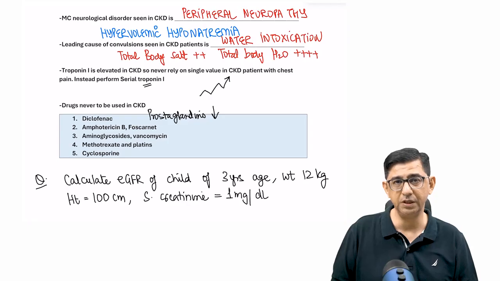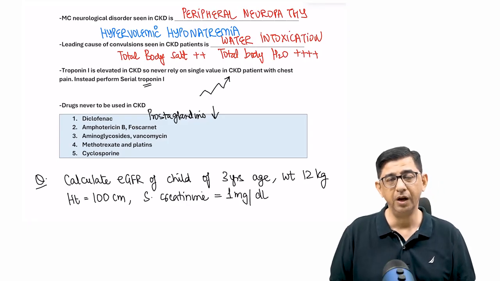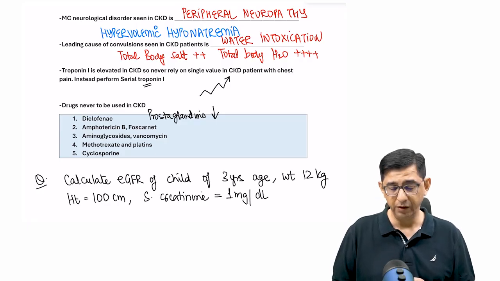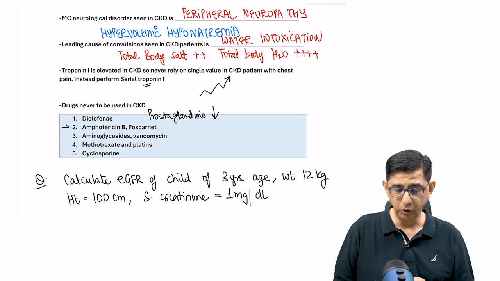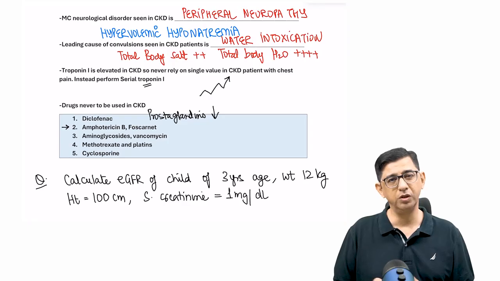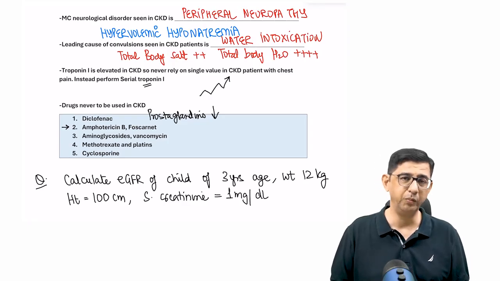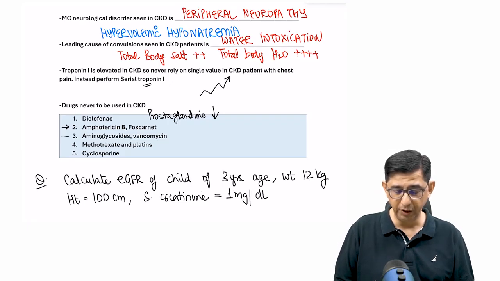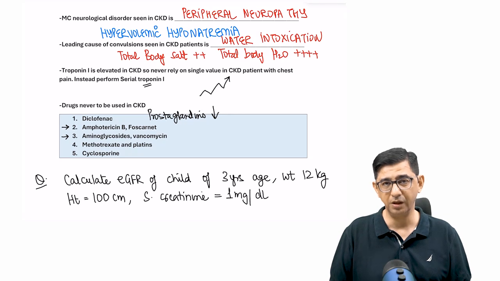Already the person is having CKD, I gave a painkiller to the patient, so there could be a superimposed acute kidney injury occurring in the patient. Then antifungal drugs which are not to be used are amphotericin B and foscarnet. Both of them are known to cause electrolyte imbalances also, that is hypokalemia and hypomagnesemia. Antibiotics that should not be used are aminoglycosides, understandably, and vancomycin.